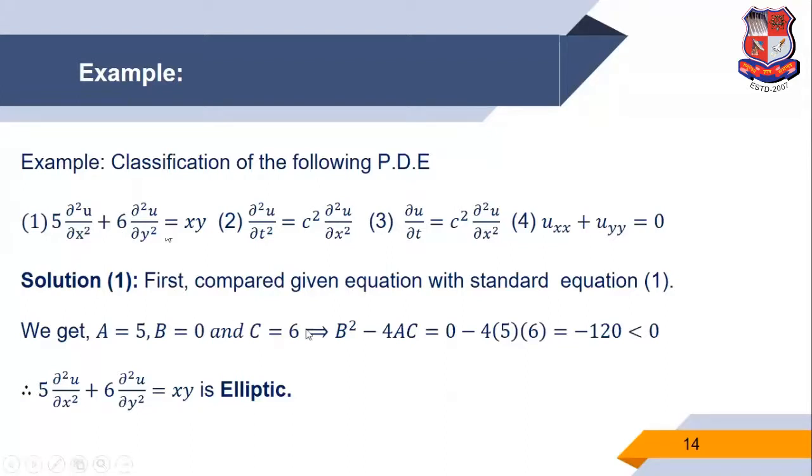So we apply B square minus 4AC. B is 0, A is 5, C is 6. So we get minus 120, that means less than 0. Therefore B square minus 4AC is less than 0, so we can say the given PDE is elliptic.